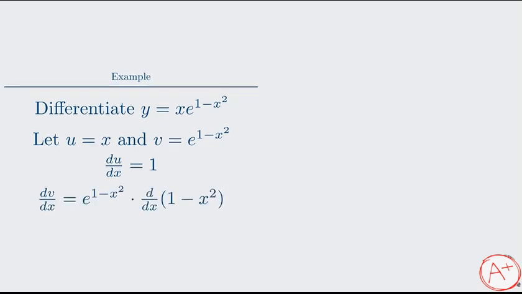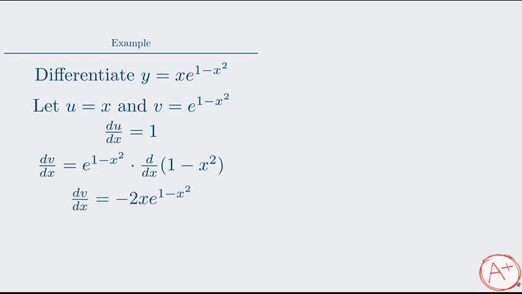To find dv/dx, we use the chain rule. The derivative of e to the power of f of x is e to the power of f of x times the derivative of the exponent. So dv/dx equals e to the power of 1 minus x squared times negative 2x, which is negative 2x e to the power of 1 minus x squared.